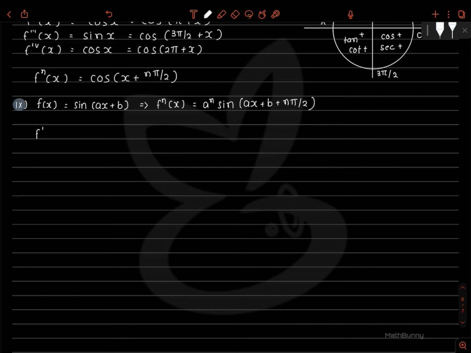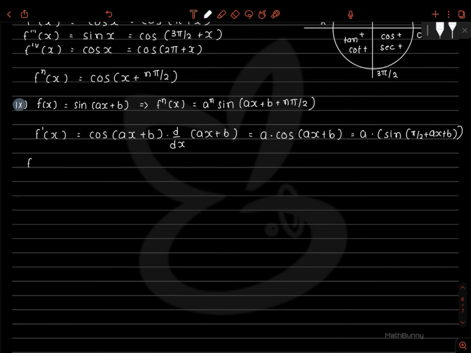If we differentiate this function, the chain rule will apply. Sine will become cos(ax + b) into d by dx of (ax + b), and this would be equal to a into cos(ax + b), which is nothing but a into sin(pi by 2 + ax + b).